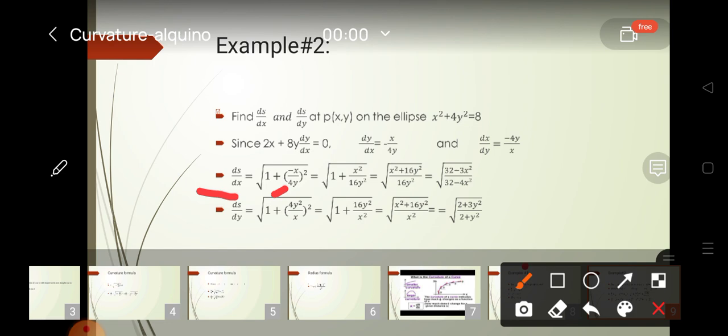So we have ds over dy is equal to the square root of 1 plus, so you can put in the value of dy over dx, 4y over x squared, which is equal to 1 plus 16y squared over x squared, which is equal to the square root of x squared plus 16y squared over x squared.